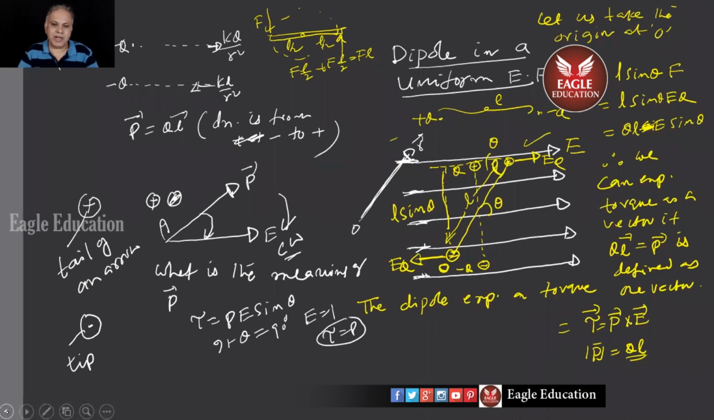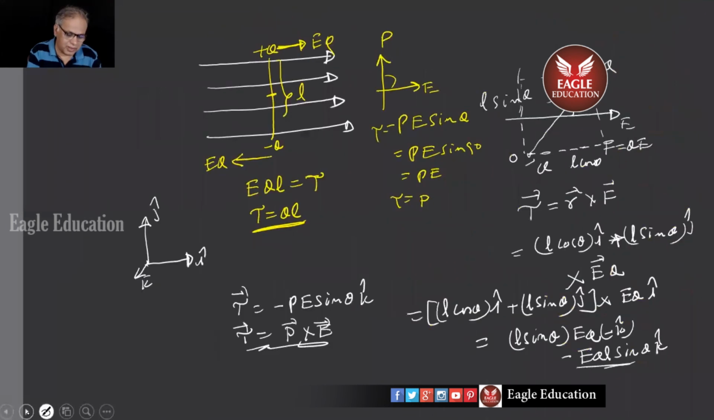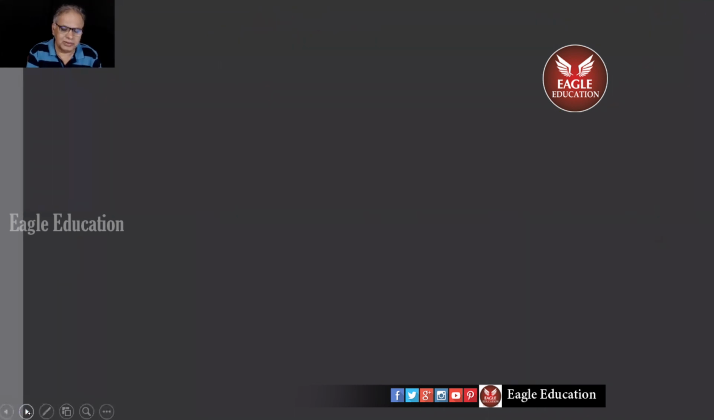Now we are ready to find out the electric field of a dipole in terms of P. Now, if I have given you the summary here, I'll give it like this. The summary is this.